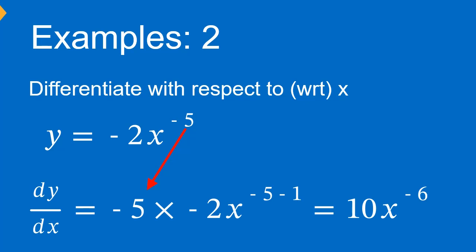A constant beside x. As the rule says, when we are bringing down the power, it's going to multiply that existing coefficient. So we have minus 5 times minus 2, which will give us 10. Then we subtract 1 from the original power, minus 5 minus 1, and that gives us minus 6. So when we differentiate minus 2x raised to the power of minus 5, it's going to give us dy dx equals to 10x raised to the power of minus 6.